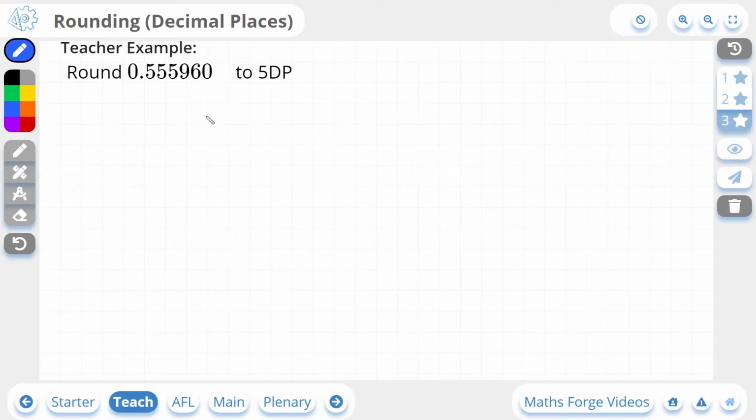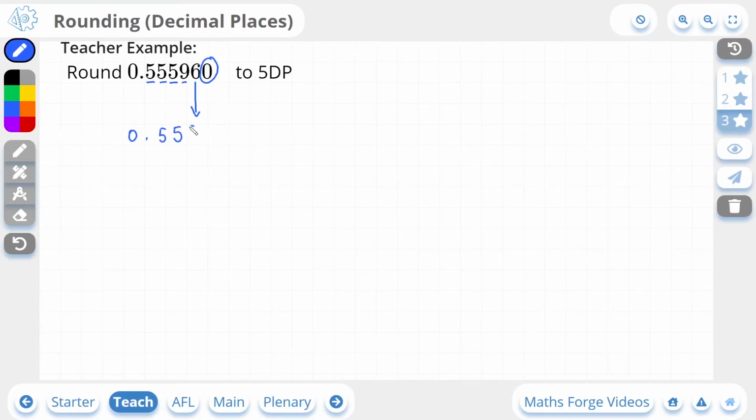Now we'll do a 3-star example. Here we're being asked to round 0.555960 to 5 decimal places. So I'm going to check the number in the 5th decimal place. So that's 1, 2, 3, 4, 5. So we're going to focus in on the 6. Check directly to the right of it. So this 0 here, is this 0 5 or greater? No, it's less than 5. Therefore, this 6 stays the same, and all numbers before it are also the same.